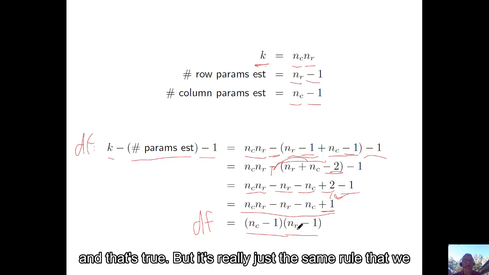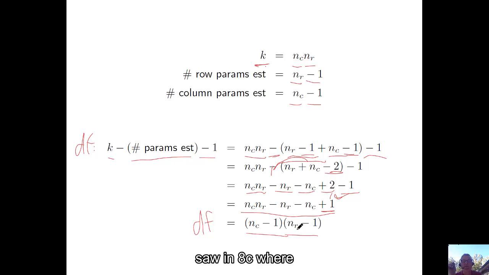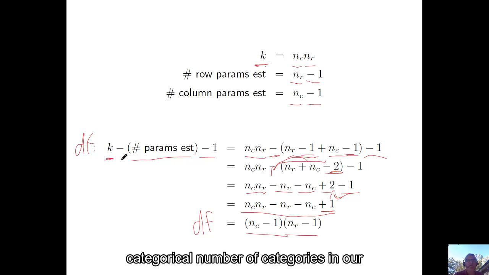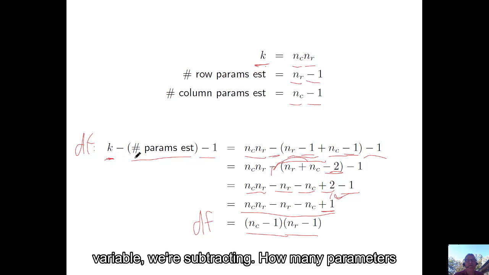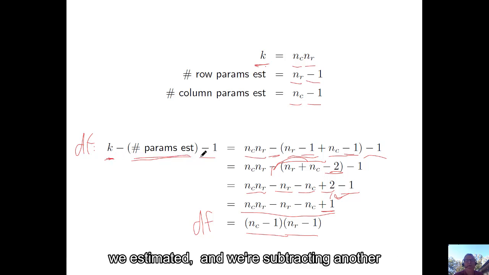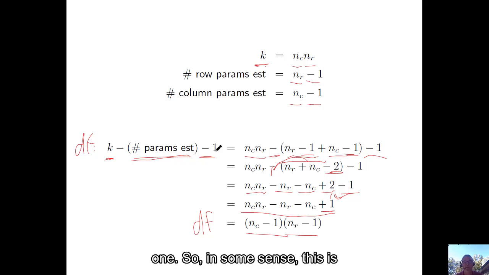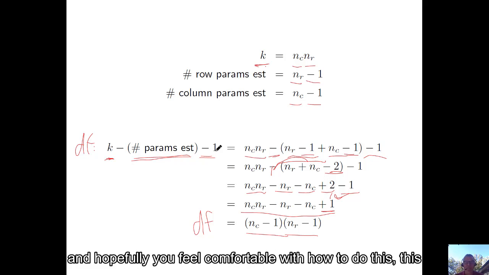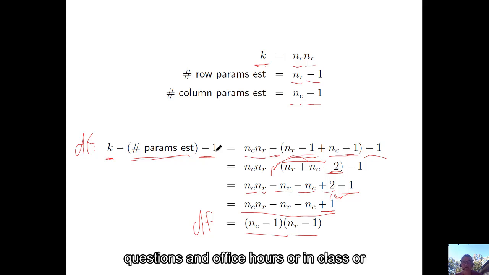And that's true, but it's really just the same rule that we saw in 8c. We're thinking about the number of categories in our variable. We're subtracting how many parameters we estimated, and we're subtracting another one. So in some sense, this is just a continuation of Chapter 8, and hopefully you feel comfortable with how to do this test. If not, ask us questions in office hours or in class or email.